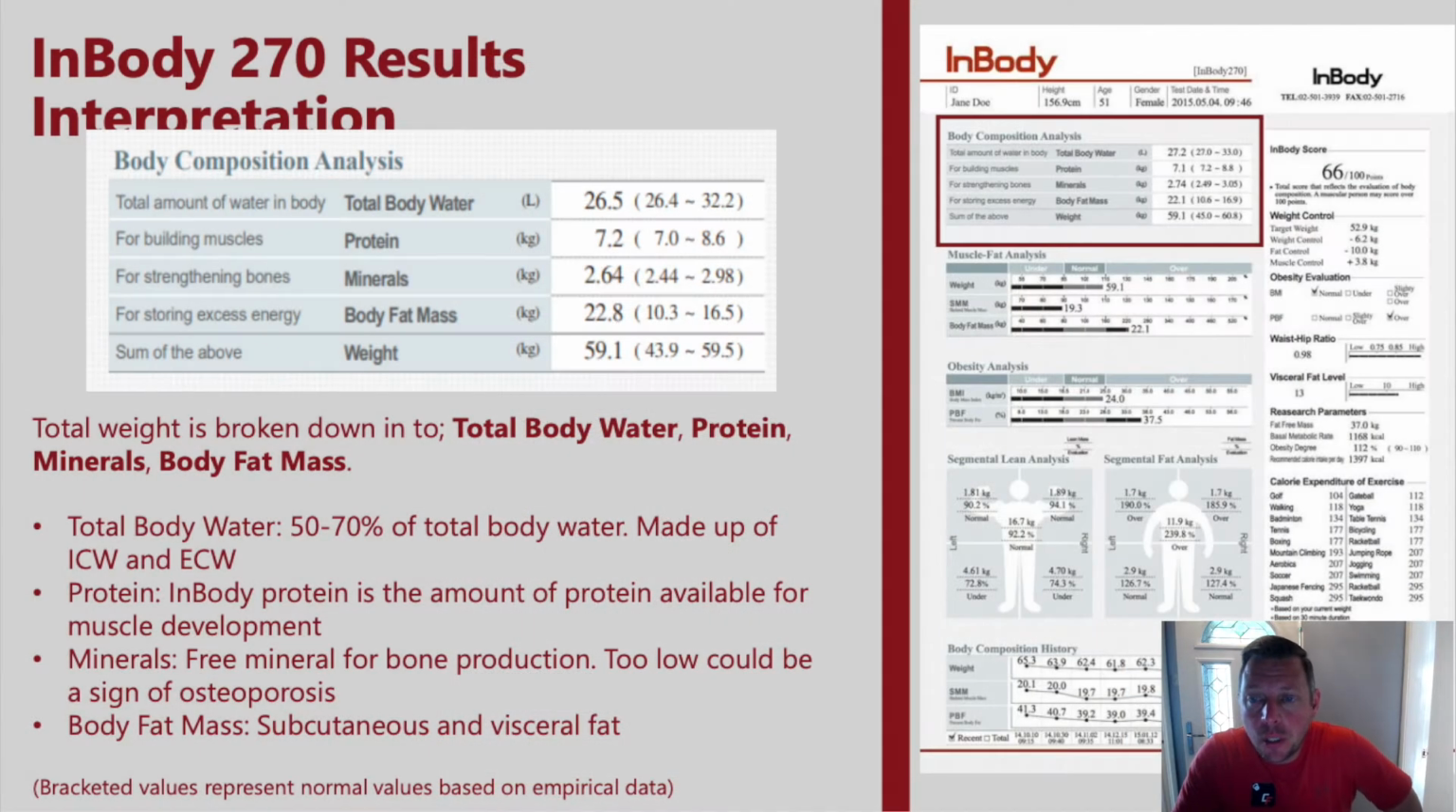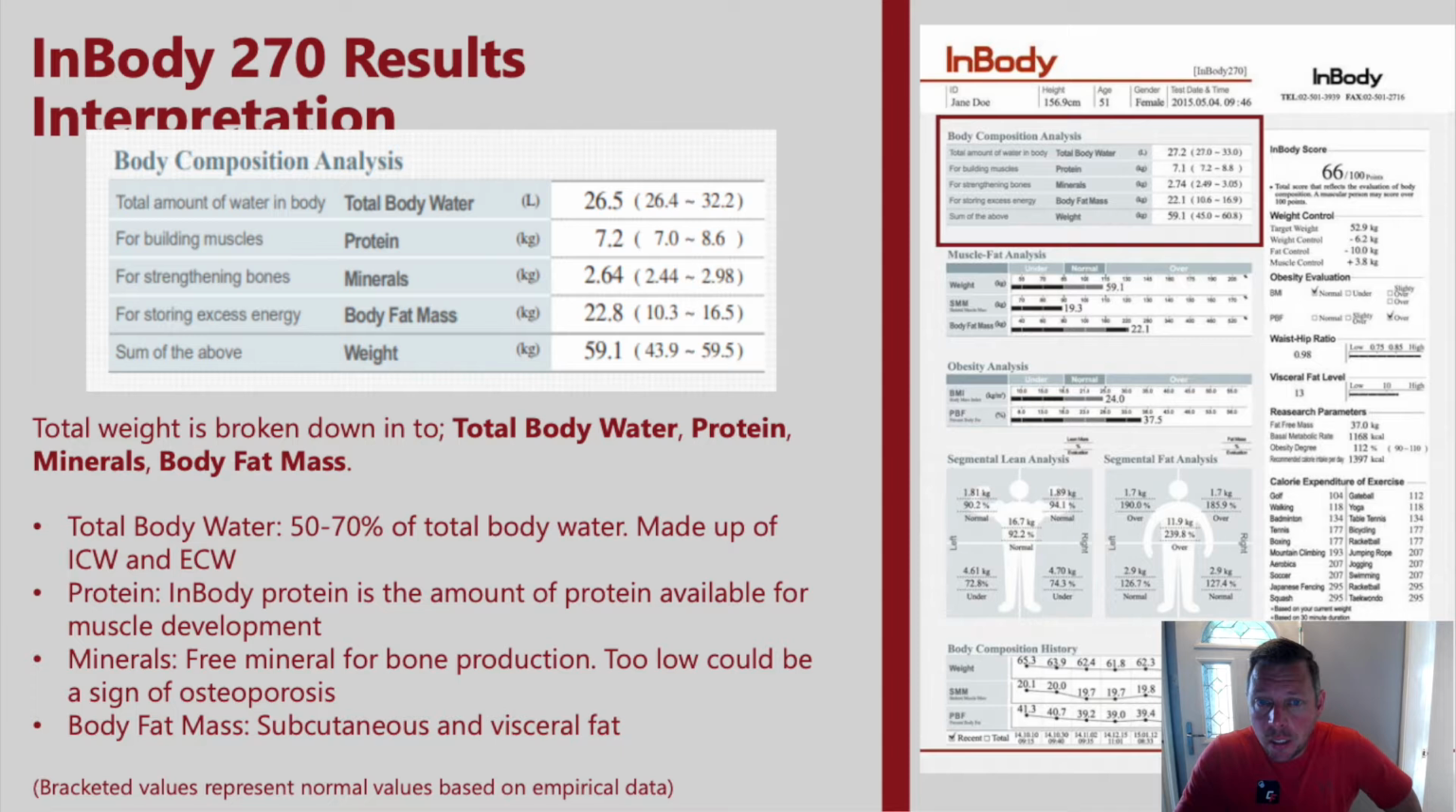So we're starting with body composition analysis. This is the four components of what make you up. You've got the total amount of water in the body, protein for building the muscles, minerals for strengthening bones, body fat mass for storing excess energy, and then the total of all of that becomes your weight. So rather than standing on a set of scales, we are analysing these four things that make you up.